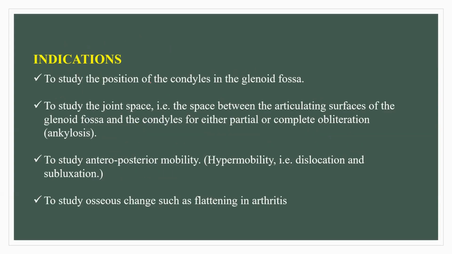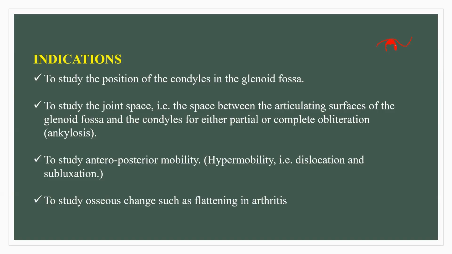Then what are all the indications? When are we going to take a transcranial projection? To study the position of the condyle in the glenoid fossa. So we have a condyle and we have a fossa and this articular eminence. To study the position of the condyle in the glenoid fossa, and to study the joint space, that is the space between the articulating surface of the glenoid fossa and the condyle, for either partial or complete obliteration. So if there's an ankylosis, that means these two are clubbed, either a bony ankylosis or fibrous ankylosis, if at all there's no joint space, that can be visualized with this.